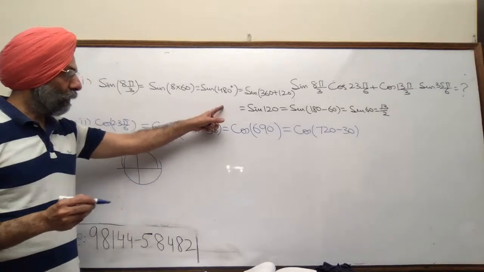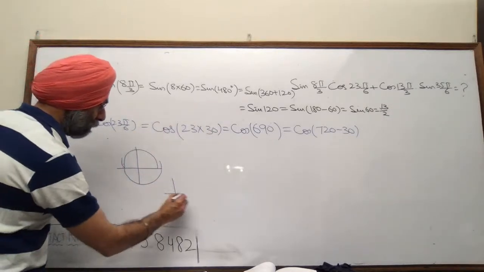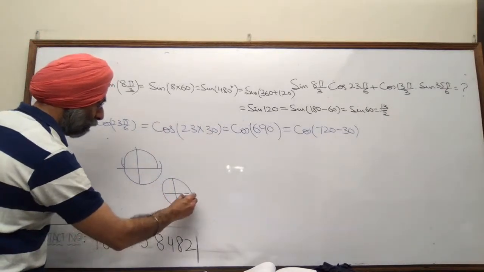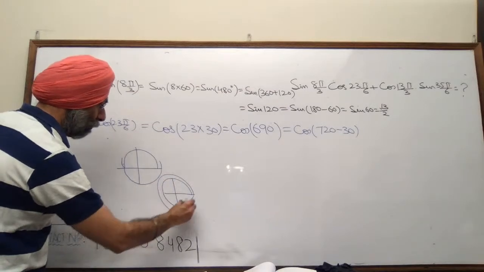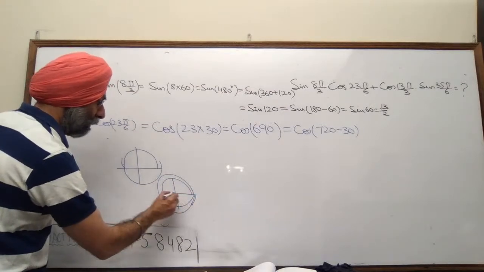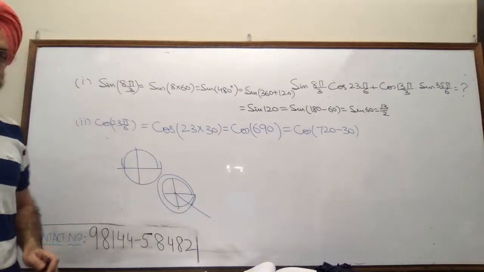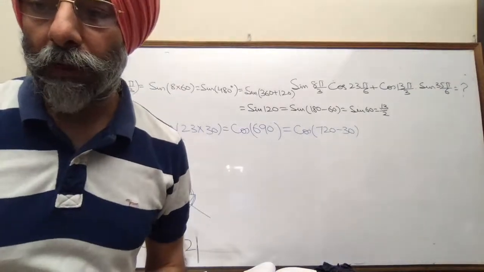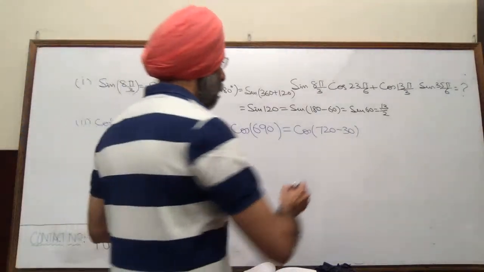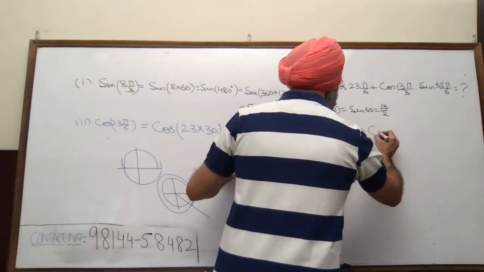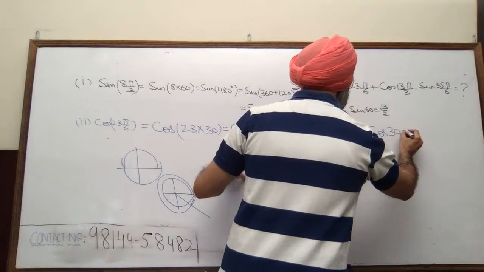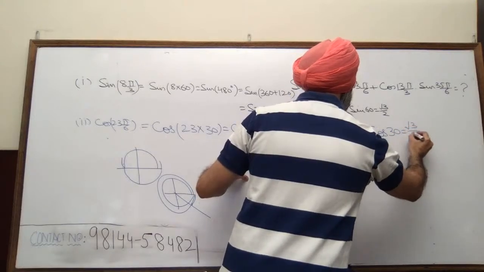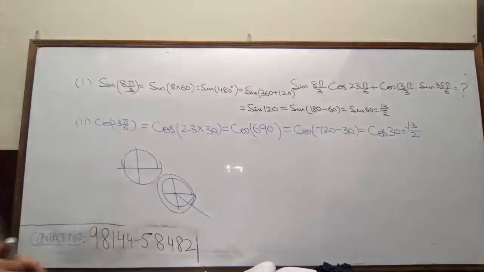So 720 means 1 complete rotation, 2 complete rotations, minus 30 degrees, fourth quadrant. Okay. So this is equal to cos 30, which is your root 3 by 2.